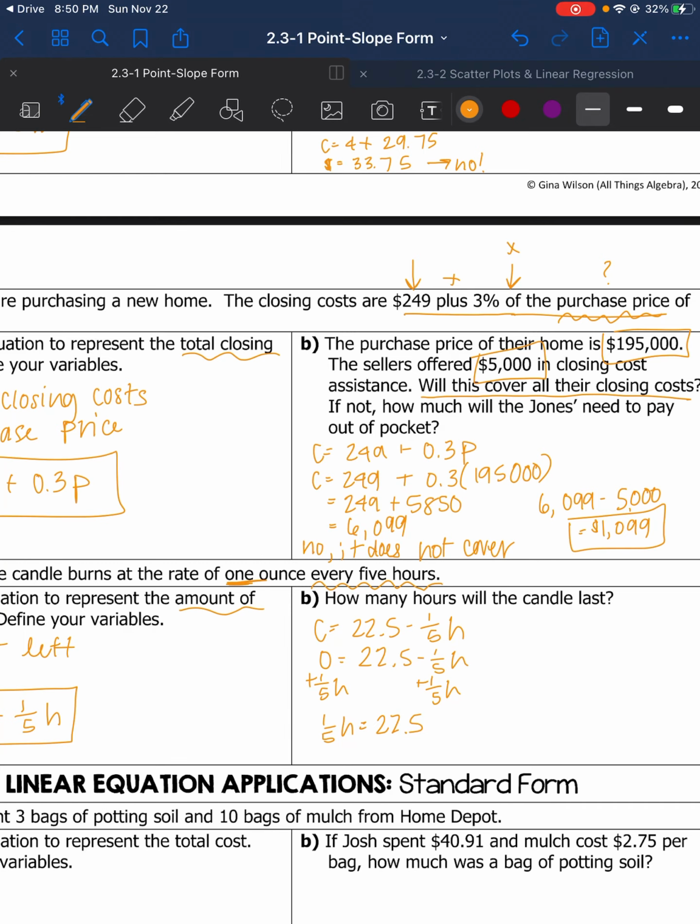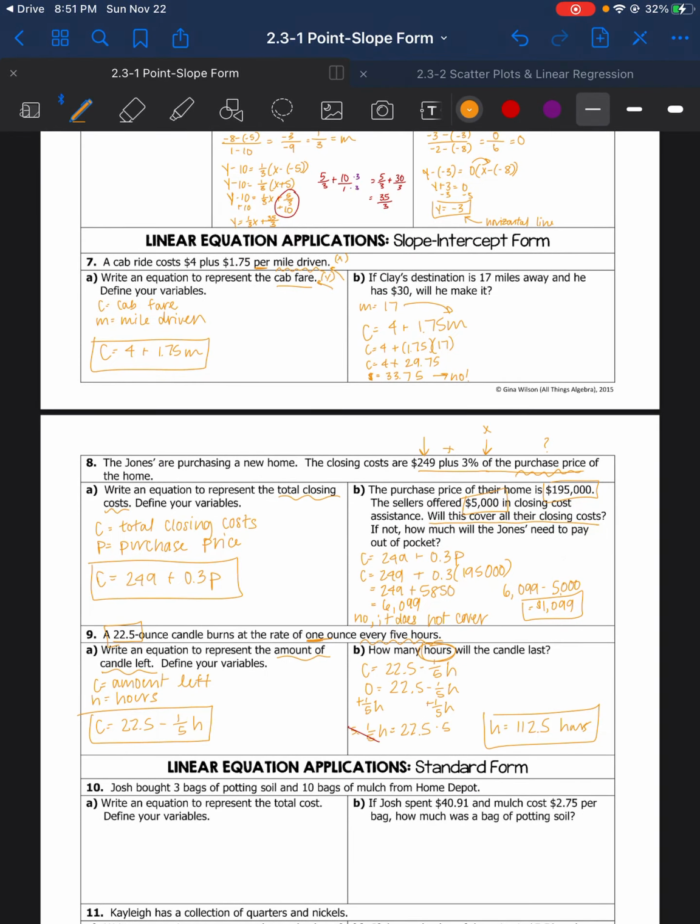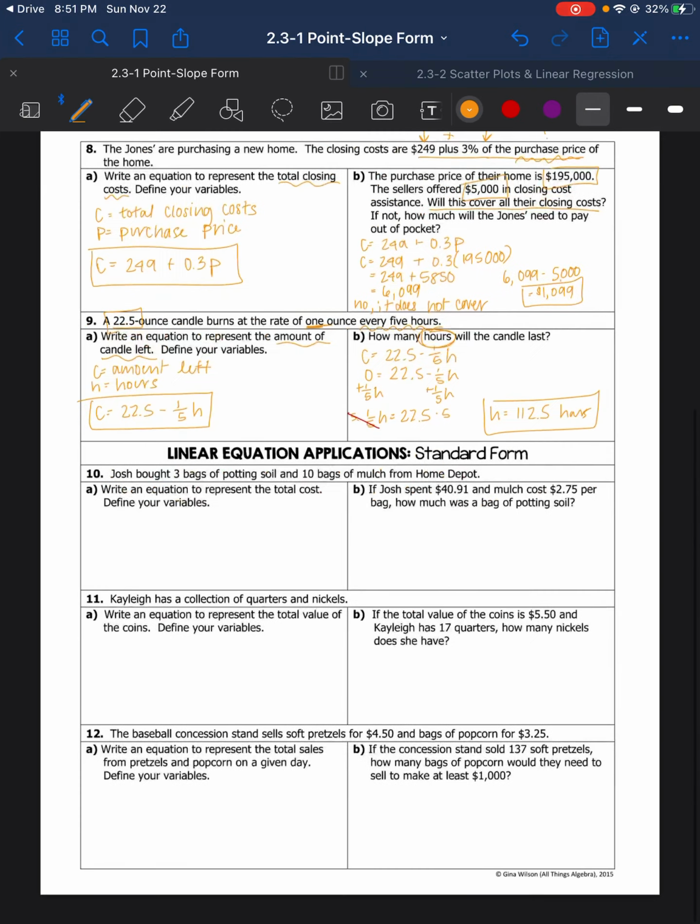We want to get H by itself because we're asked how many hours. That's what we're trying to find. So we'll multiply both sides by 5. We see that this 1/5 and 5 cancel out, and then we're left with H is equal to 112.5 hours. So after 112.5 hours, there will be no candle remaining. All right, so there's 3 questions there.